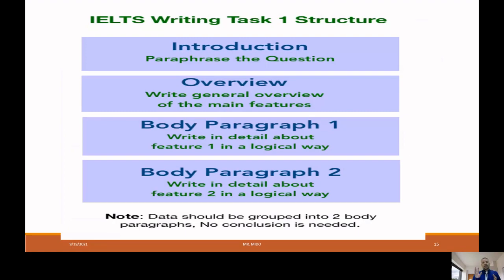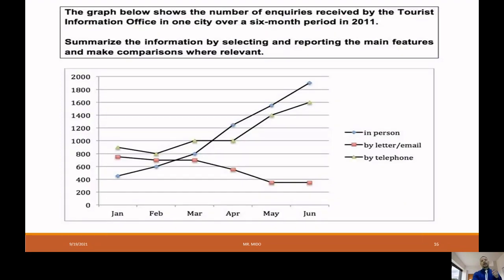IELTS Writing Task 1 structure. Introduction: take the statement of the question and paraphrase it, and I will show you how to do that. Then the overview: write a general overview of the main features. Choose one of the clear points to talk about as a general, maybe 3 lines or 2 lines. Body paragraph 1 gives details about feature 1 in a logical way, maybe the highest points. Then body paragraph 2 writes about the lowest points. So this is what to do. No conclusion is needed, as I told you.